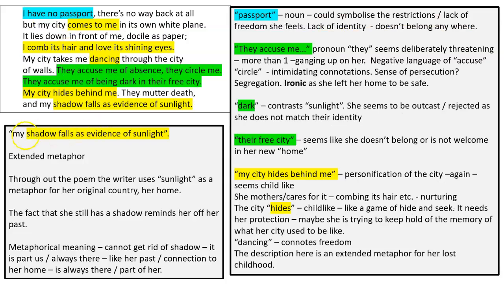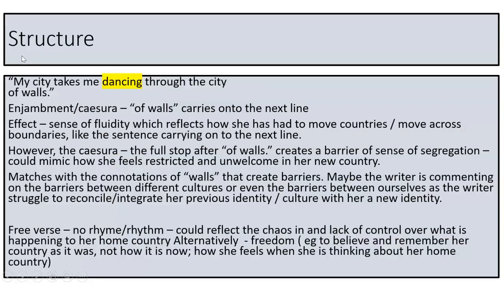I've got to find it now. Here, "my city takes me dancing through the city of walls." So that's what it looks like in the poem, and you should be able to see that in front of you. Here we've got the enjambement, and then because there's a full stop here, this creates a caesura, a break, and then the sentence carries on.